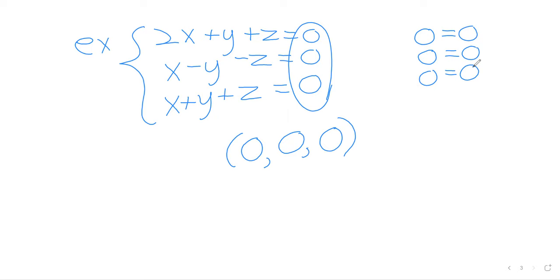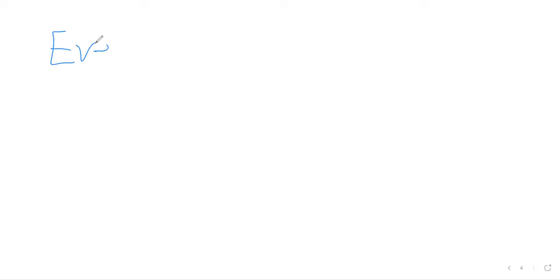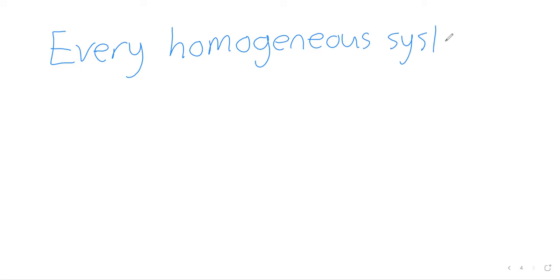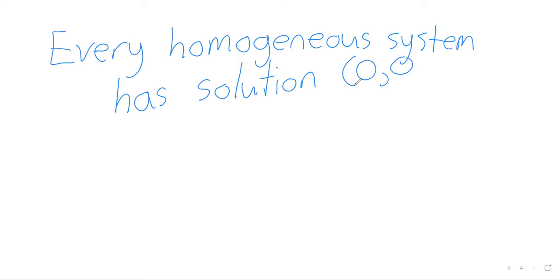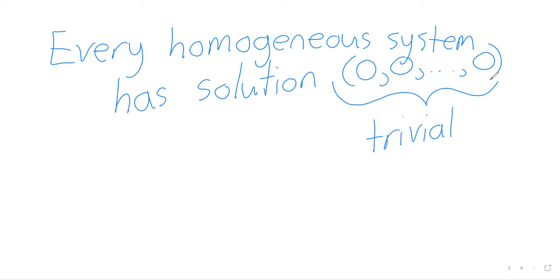And this wasn't a unique property of the particular homogeneous system I wrote on the board. Every homogeneous system has this property. Let me write that. Every homogeneous system has a solution, and that solution is gotten just by letting all of the variables be zero. And this solution has a name. It's called the trivial solution.